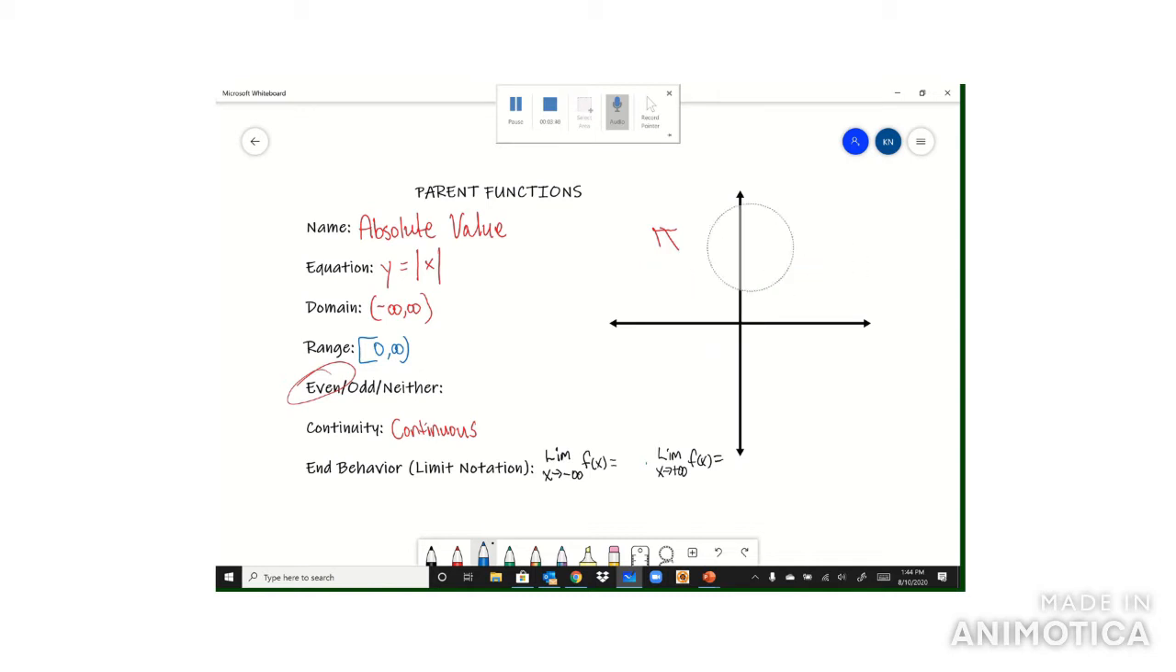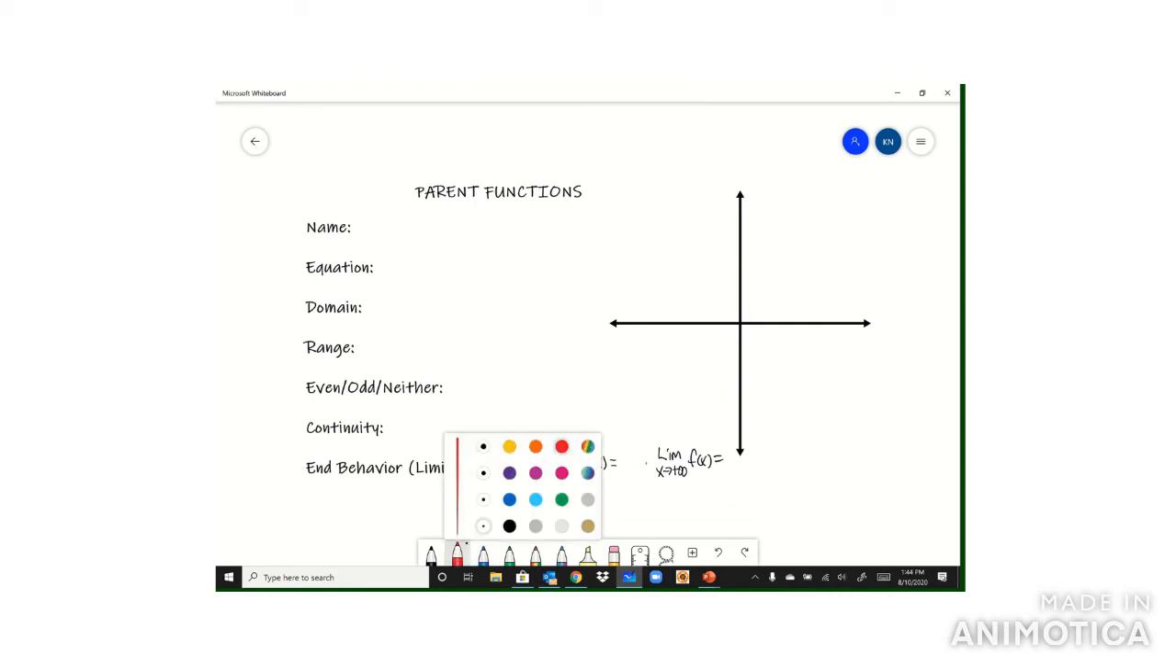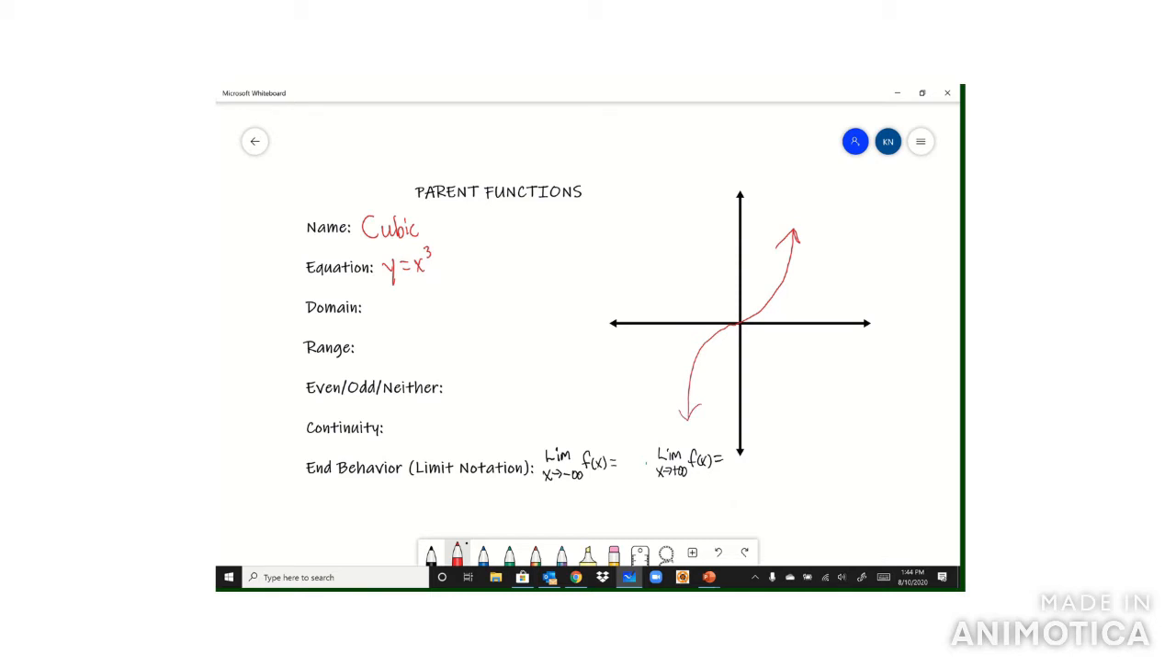The next one we're going to cover is a cubic function. So it's like y equals x cubed. It looks a little different. It's like something like that. So it has a domain and a range of all real numbers. And a cubic is an odd function. It is continuous.